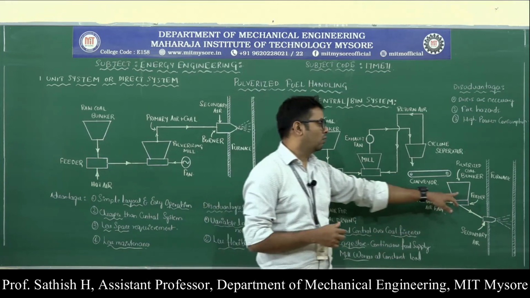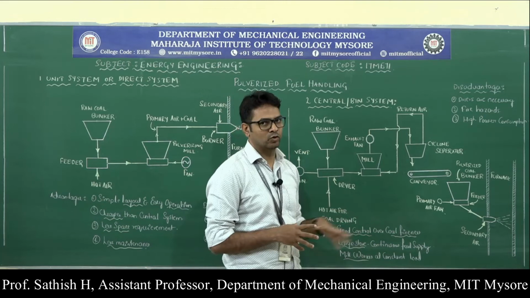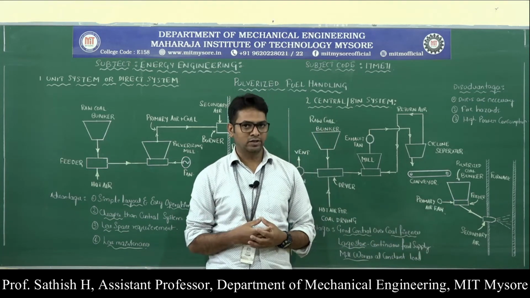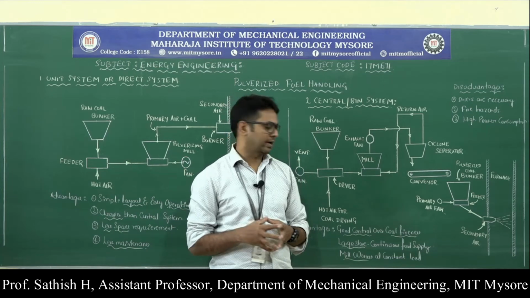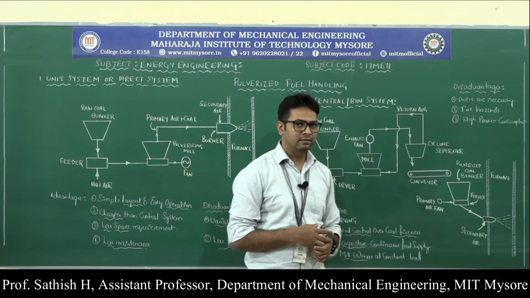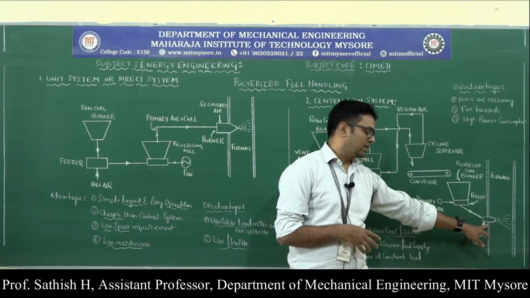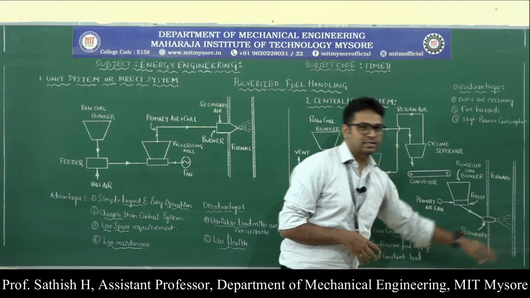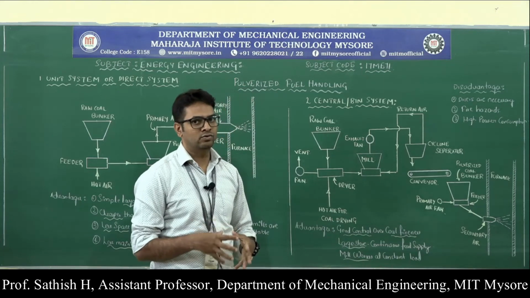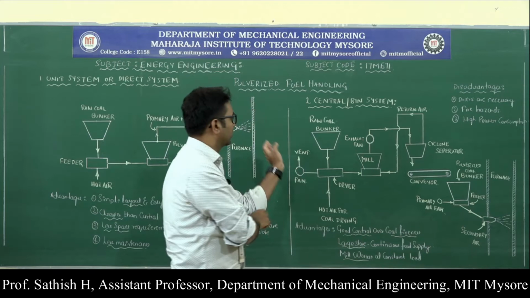And then here we have one more bunker. That is the difference between the unit system and the bin system. Here we can store the pulverized coal in a certain quantity. Then there is a feeder, and a primary air fan is also provided here, and then we have a burner, and this is the furnace point. These are the various components of this system. Let us try to understand the functions of all these components.